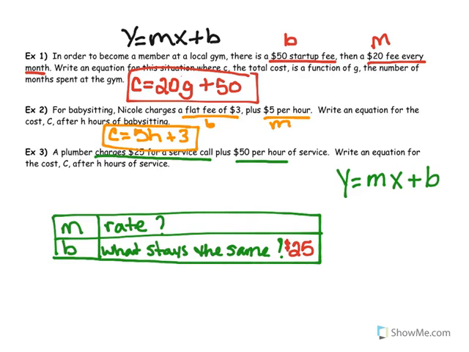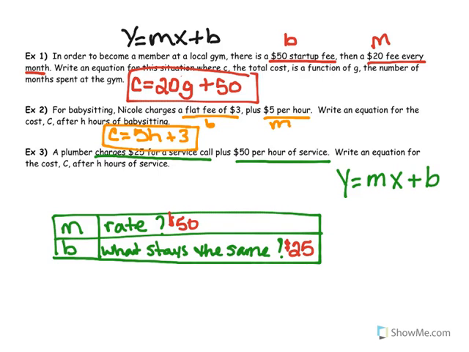$50 per hour of service. That is my rate. That is the amount that changes based upon the number of hours that he is there. It could be $50 for 1 hour. It could be $100 for 2 hours. Whatever the case, that is my rate. So that would be my slope. Now I'm just going to put the information in.